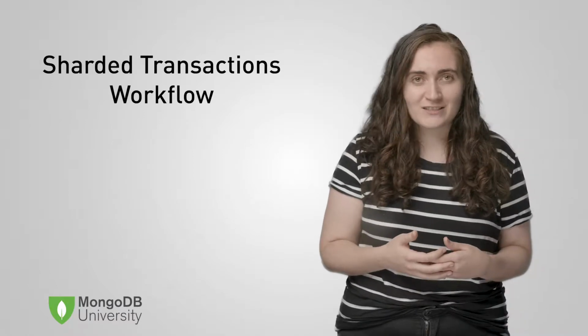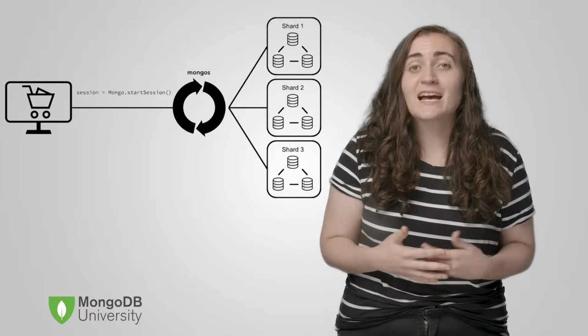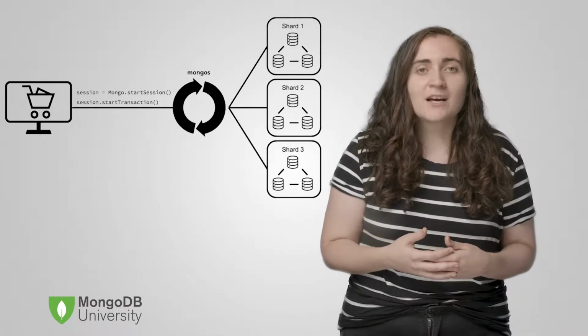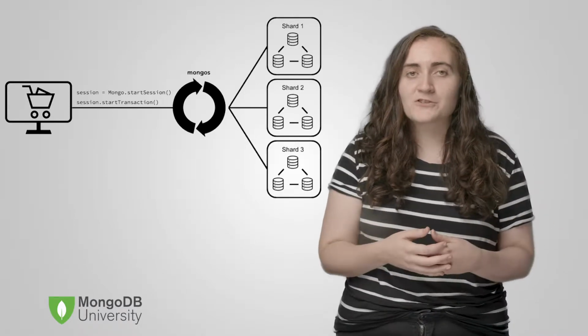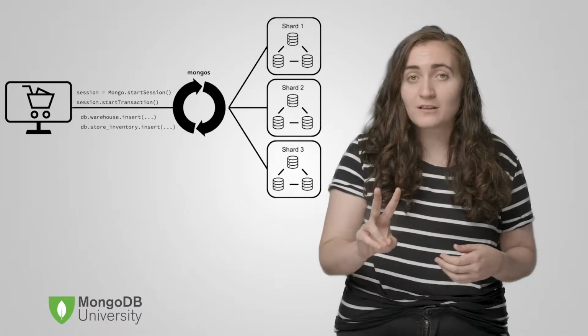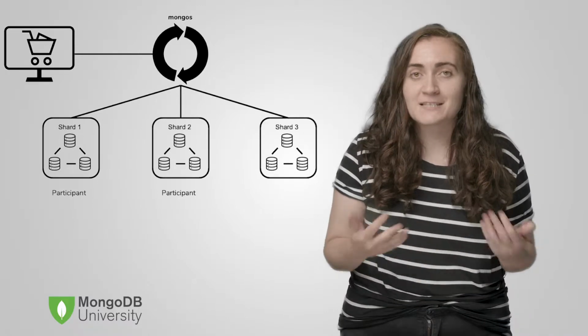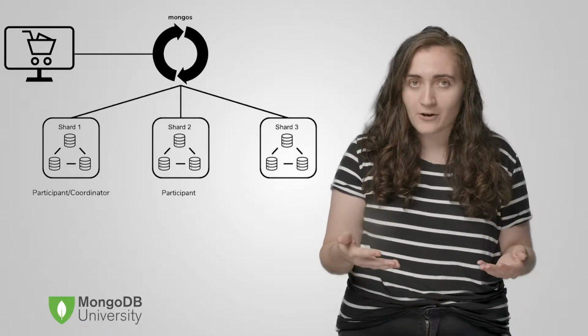Now that we have those terms defined, let's talk through the workflow of a distributed transaction that spans shards. First, the application must open a session and start a transaction on that session. Then the application performs CRUD operations within the transactional session. In this case, let's say the application sends 2 inserts across 2 collections across 2 shards. Those 2 shards are participant shards for the transaction. One of those 2 shards is the coordinator for the transaction.